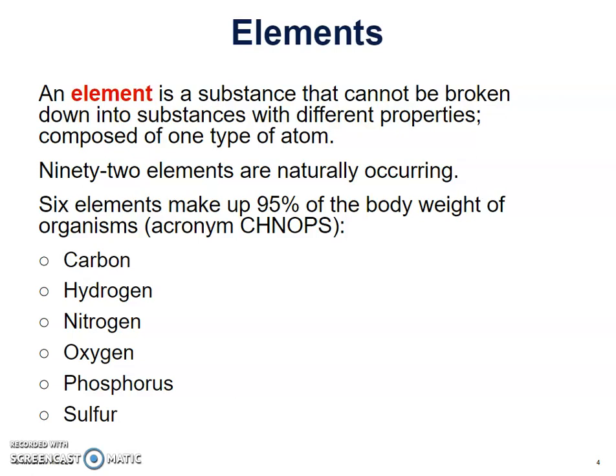6 of them make up 95% of our body weight. There's an acronym, CHNOPS, to help you remember which ones they are. They are carbon, hydrogen, nitrogen, oxygen, phosphorus, and sulfur.